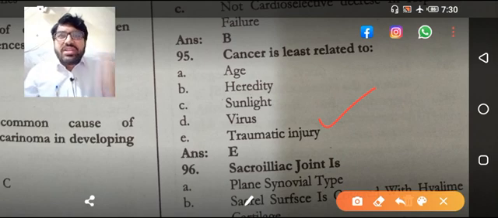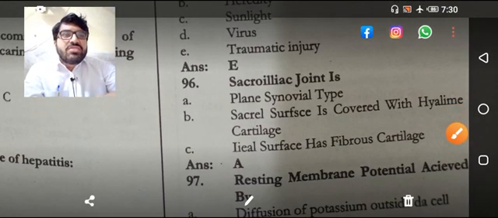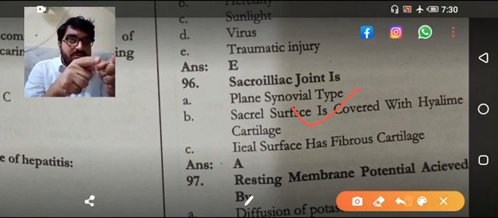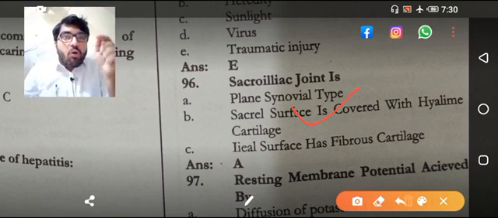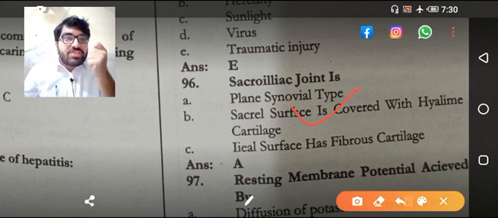But traumatic injury decreased. Now coming toward this MCQ 96, the sacroiliac joint, I already discussed in detail in my first video, and this MCQ now proves what I told over there. I told that the stem is wrong and the actual stem may be, which of the following is incorrect.